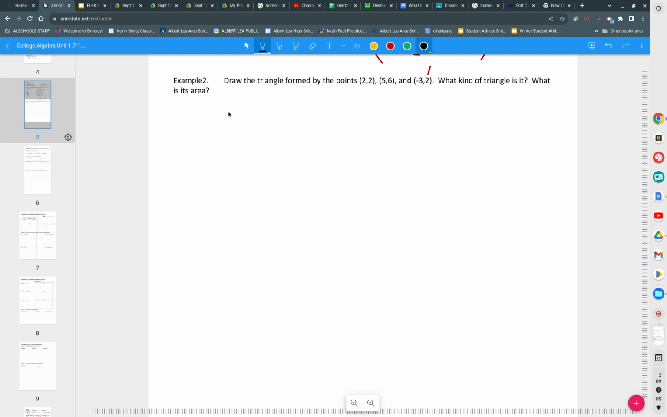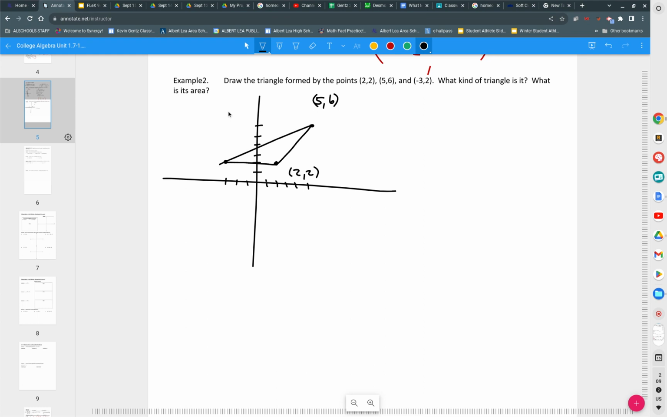They will give you the picture of the triangle. We're going to draw the triangle right now. We're going to place points at 2, 2. And we're going to place it at 5, 6. So over 3, 4, 5. No, 3, 4, 5, 6. And then -3, 2. So back 3 and up 2. And I've got this triangle.